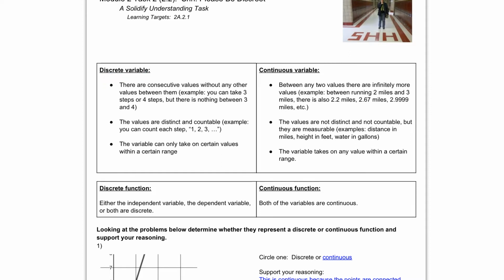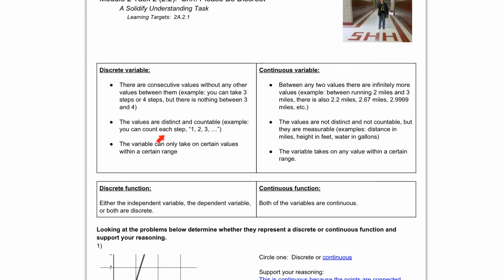A discrete variable says there are consecutive values without any other values between them. For example, you can take 3 steps or 4 steps, but there's nothing between 3 and 4. For instance, you are not going to take 3.2 steps. You're either taking 3 steps or 4 steps. That's discrete. The values are distinct and countable.